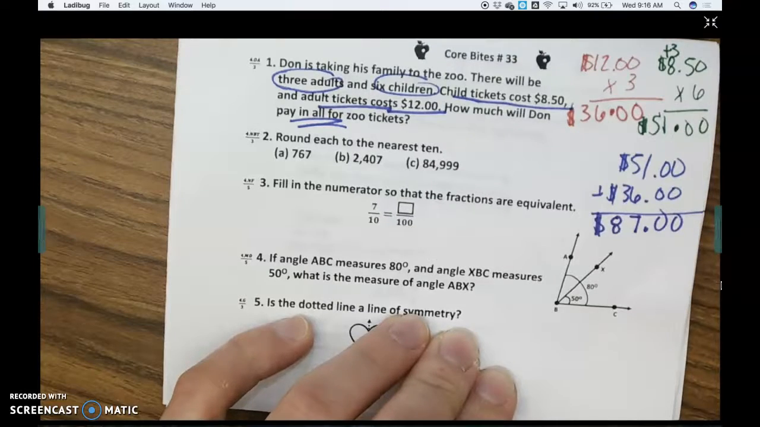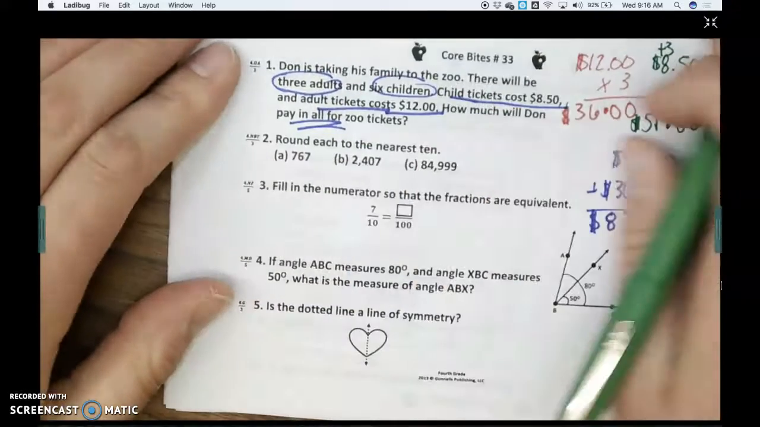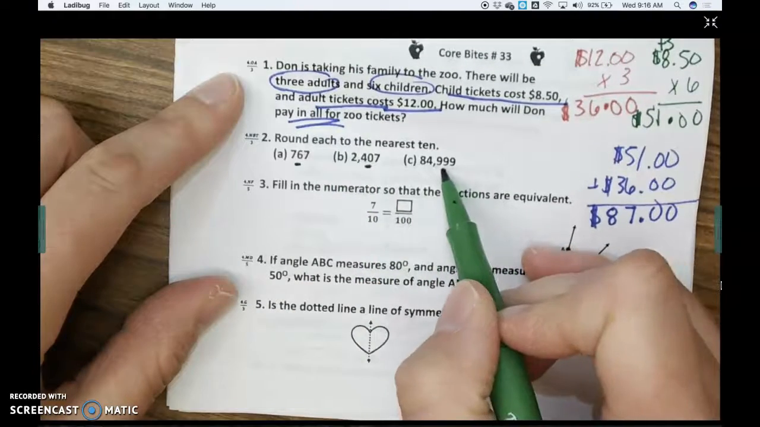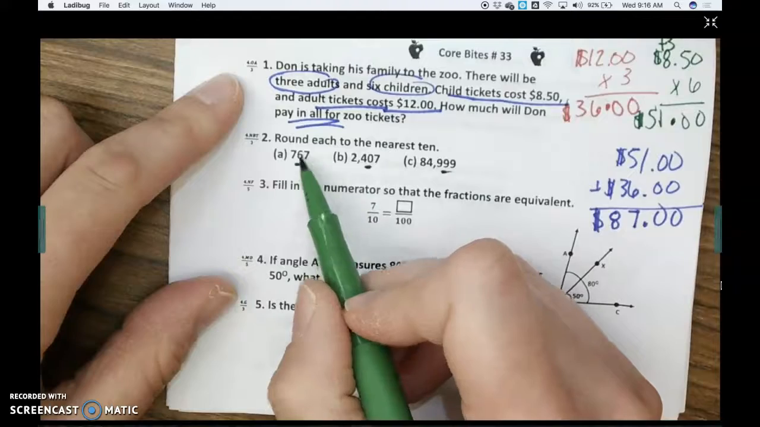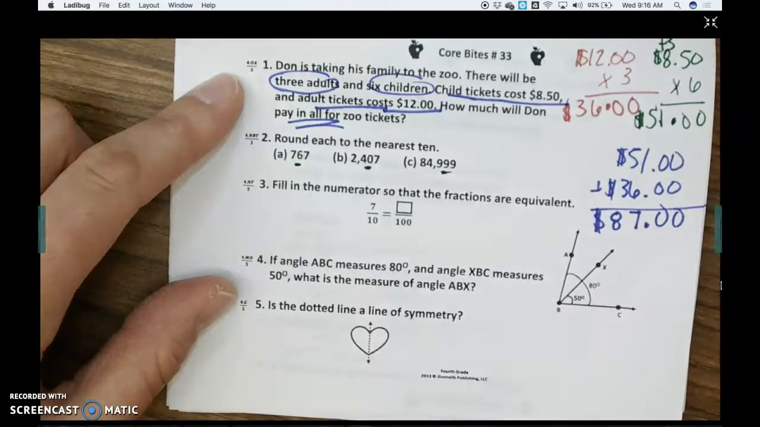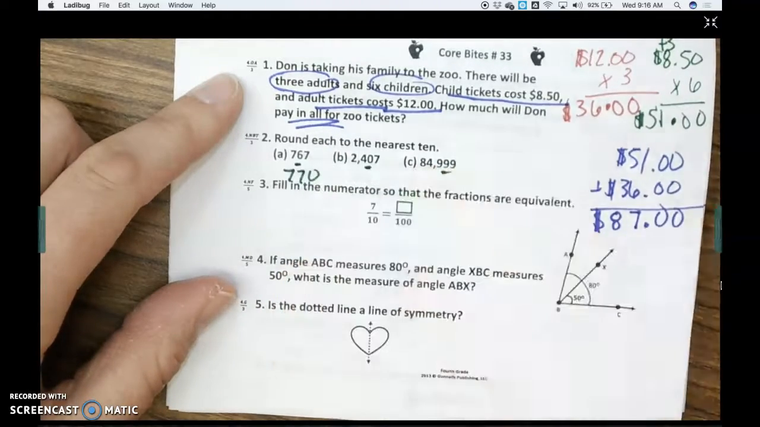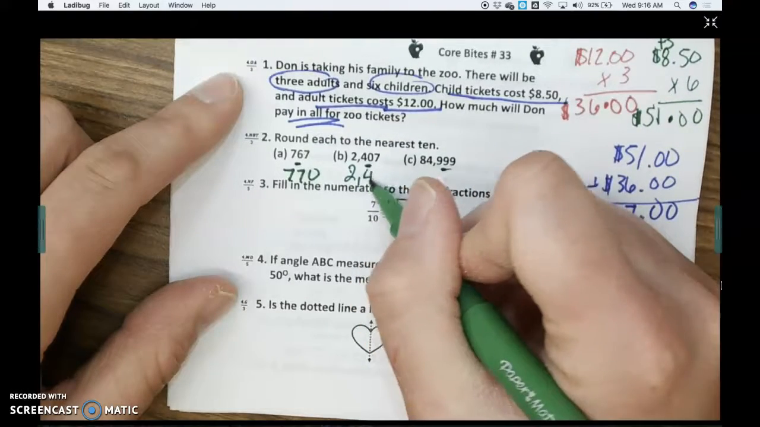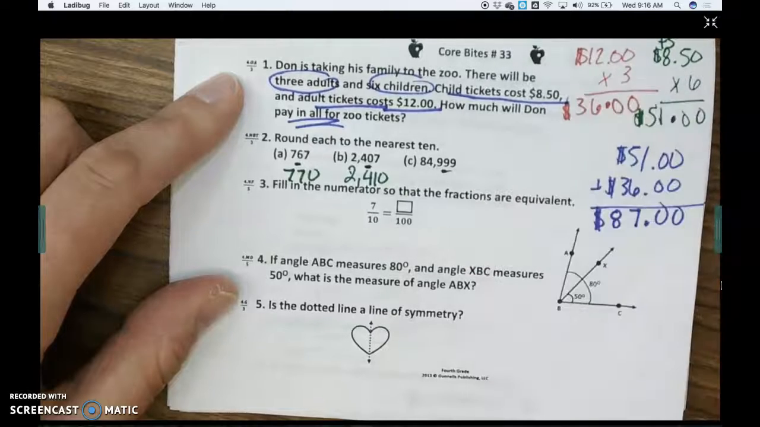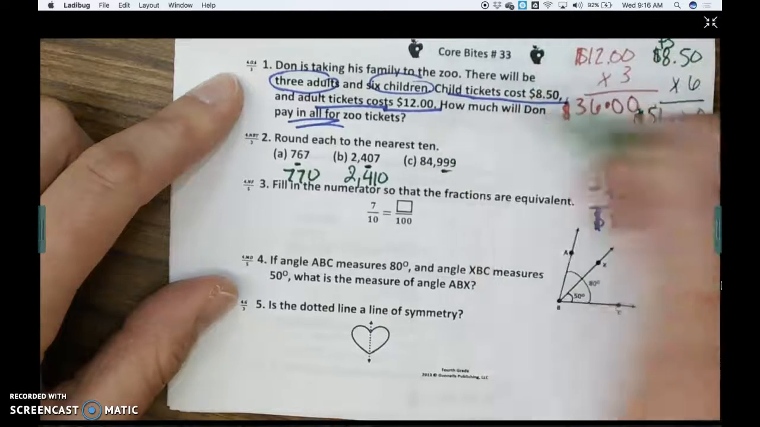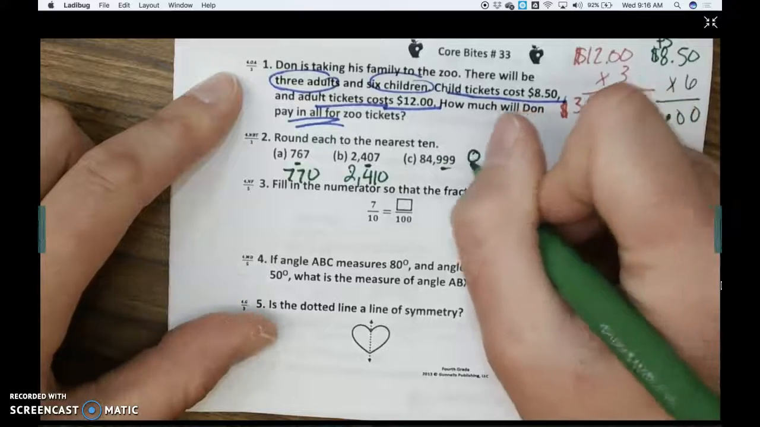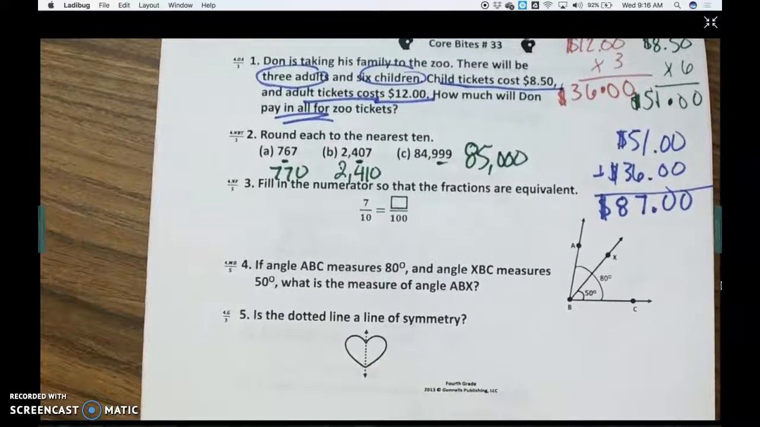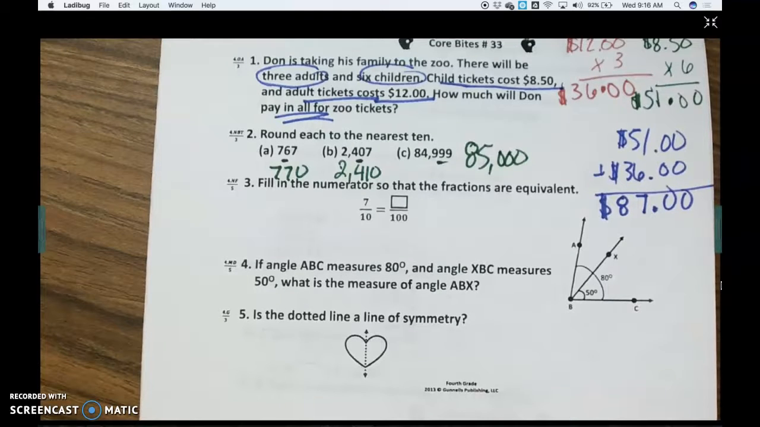For your next one, it says round each to the nearest 10. So you've got to look at your place value. So 1s, 10s, 1s, 10s, 1s, 10s. Okay? So the 6 is going to talk to the 7. The 7 is going to tell the 6 to go up. So this will be 770. The 7 is going to tell the 0 to go up. So that's going to be 2,410. The 9 is going to tell the 9 to go up, which is going to make the other 9 go up. So this one is going to be 85,000 for that one.